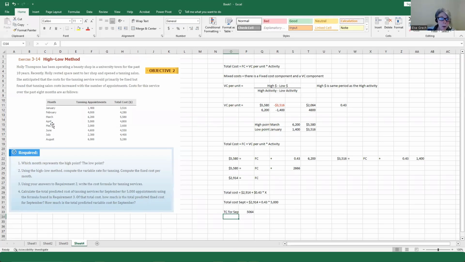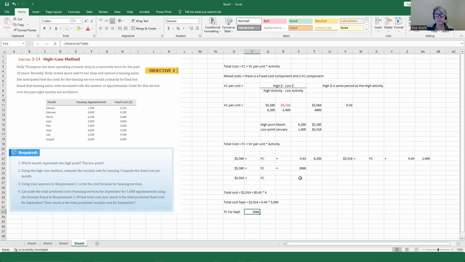Now, notice in April, we had 5,000 right here in April, and it cost 4,800. So do you notice that the 4,800 that we have there is not the same as the 5,064? Why is it not identical? I'm going to highlight this again. You can see in April, we had 5,000 tanning appointments and the cost was 4,800. Now we're assuming September is 5,000 and we ended up with a totally different cost. Why is it not identical?